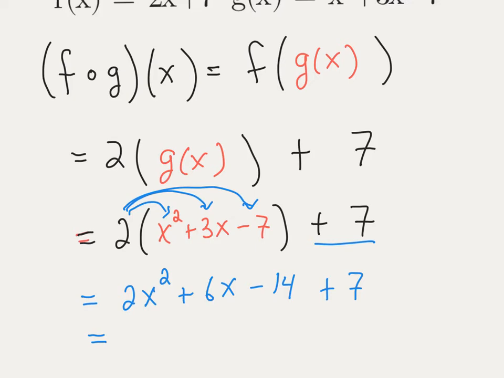If I look at all my terms, all the terms with an x squared in it are right here, all the terms with an x in it are right here, and these two are numbers, so I'm going to put these two together. My final result is going to be 2x squared plus 6x minus 7. So f of g of x is 2x squared plus 6x minus 7.